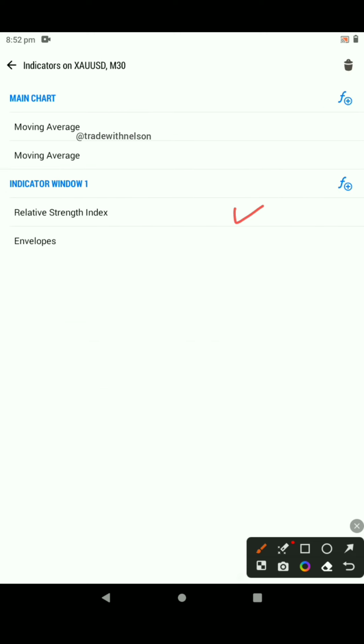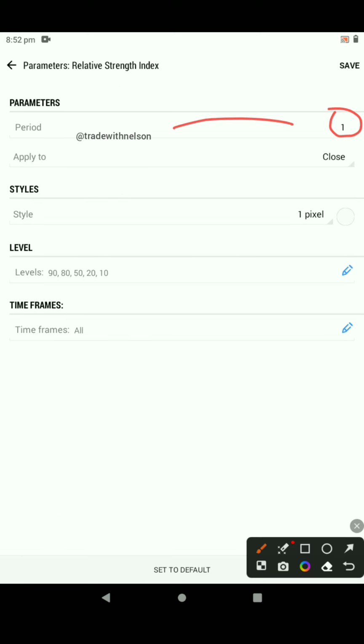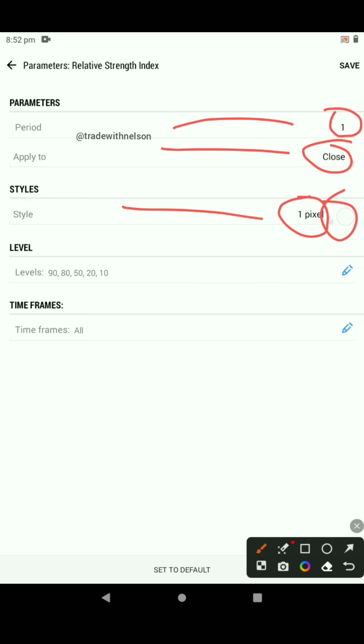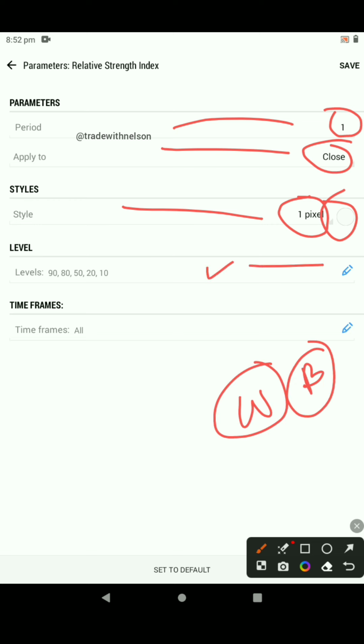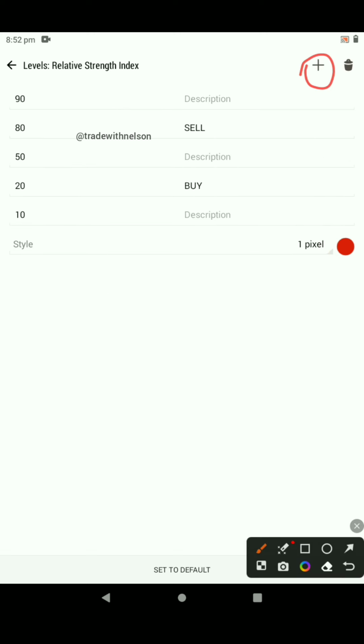For the RSI, relative strength index, click on the F icon on the main chart. Scroll down, RSI, click on that. Make your period 1, apply to close, style 1 pixel, select the color of your background. If your background is white, select white. If it is black, select black. For the levels, click on this pen icon. Click on this add to add a level. Type 90, 80, 50, 20, and 10.